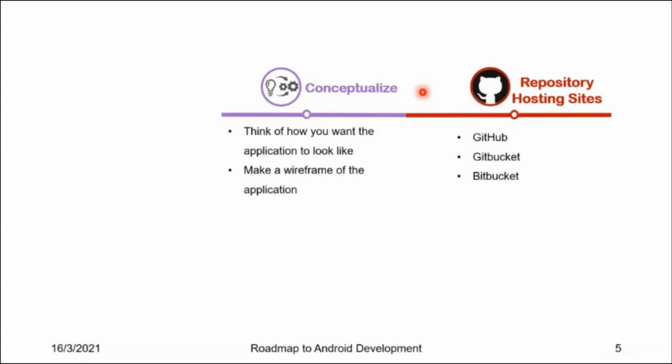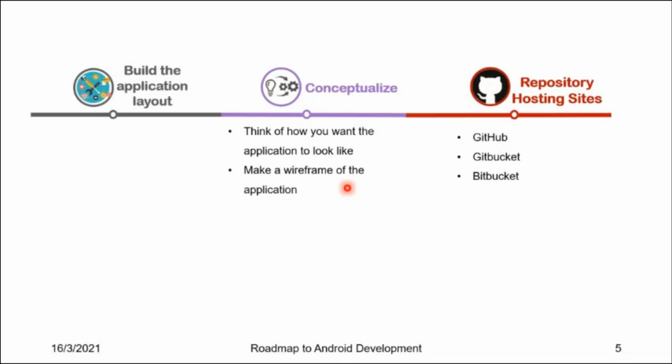Wireframing is basically a way to see what your GUI would look like. And I know you're developers, you're coders, but this will save you a lot of time in the future. The next step, now that we know how our app is going to look, we need to build the application's layout.